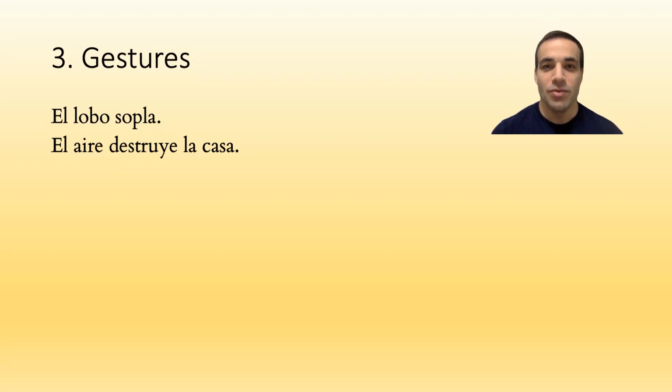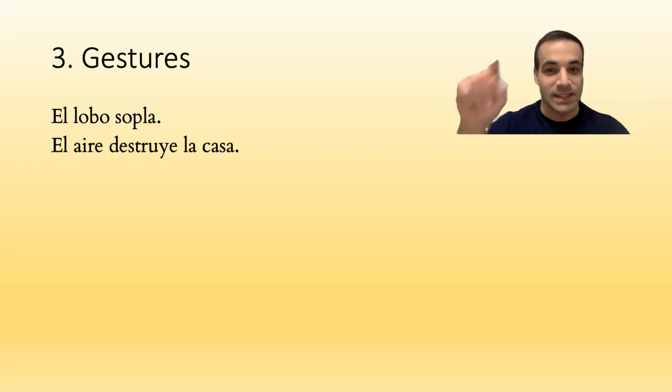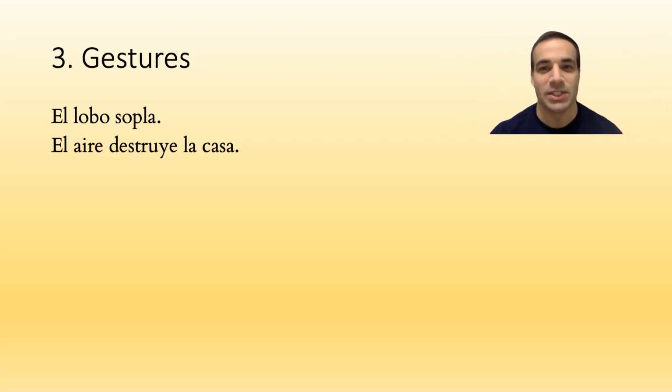Here, the teacher slowly reads, and the students try to gesture every word they can, and the teacher can gesture along with them. So the teacher says, El lobo sopla. El aire destruye la casa. You can make it harder by making it listening only. Stand in the back of the class with the students facing you, so only you can see the text. Then read aloud and have them gesture.